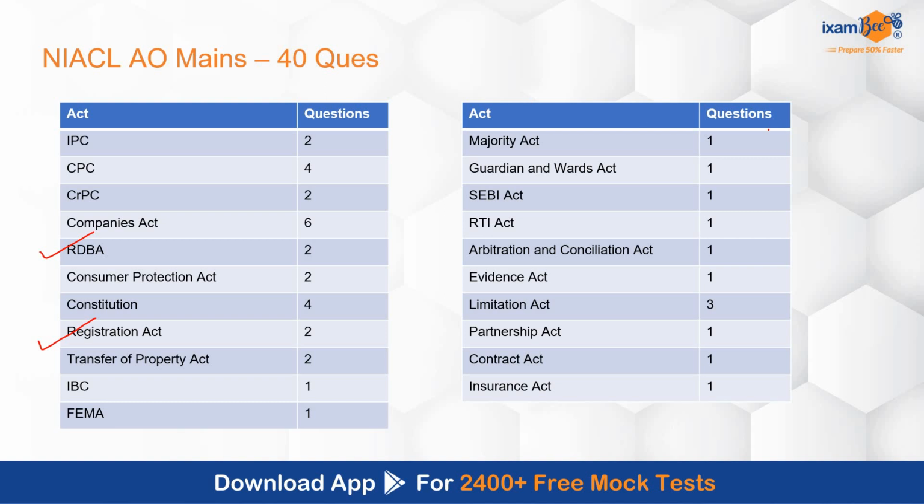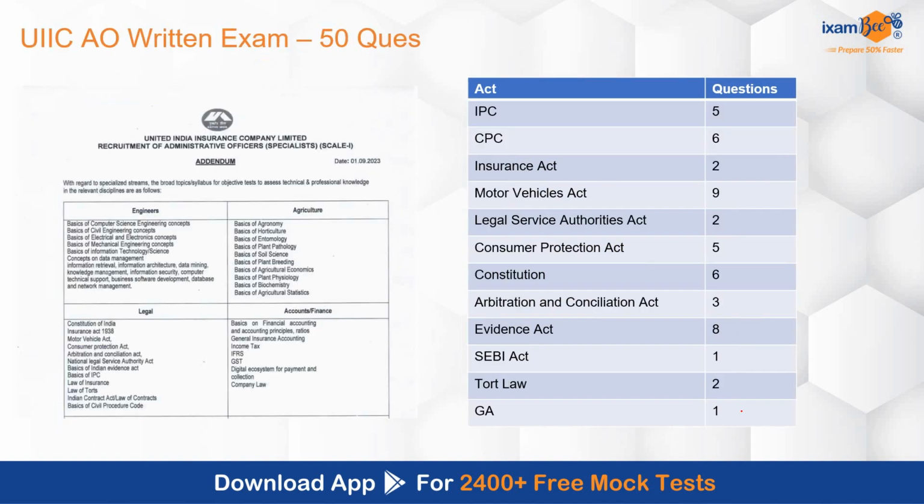There were 2 topics from which question came. You don't need to refer to that because you really cannot predict if any 2 or 3 questions comes from outside the mentioned areas. So there were 2 questions from IPC, 4 from CPC, 2 from CRPC, 6 from Companies Act, Recovery of Debt and Bankruptcy Act 2, Consumer Protection Act 2, Constitution 4, Registration 2, Transfer of Property Act, IBC, FEMA 2, 1 and 1, then SEBI Act 1, RTI 1, Arbitration 1, then Limitation Act 3, Partnership Contract, and Insurance Act 1.